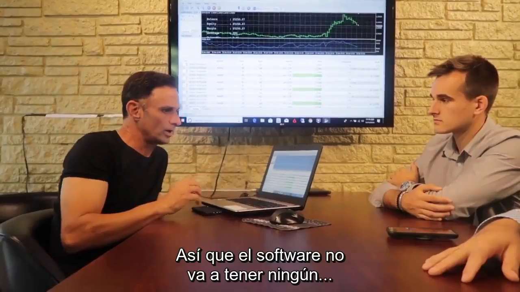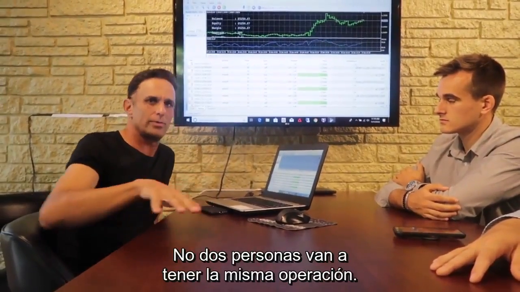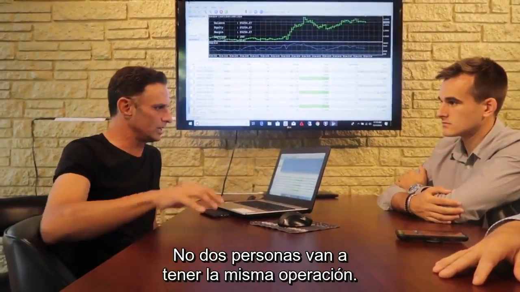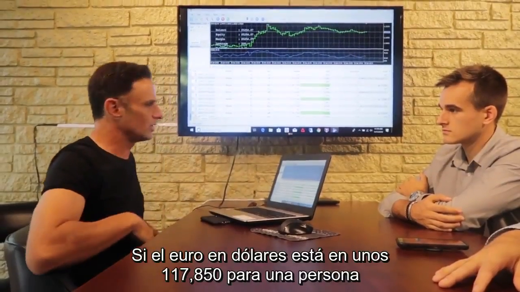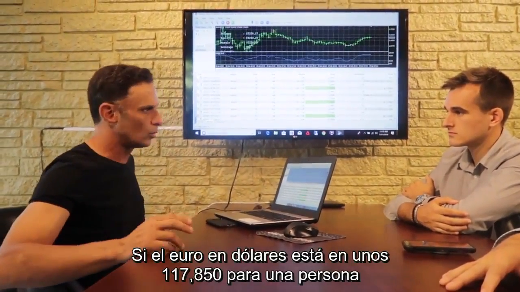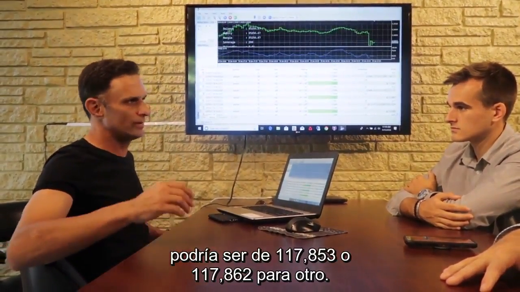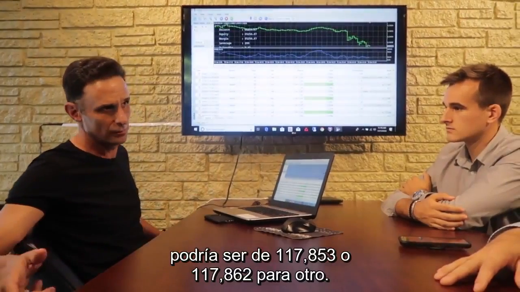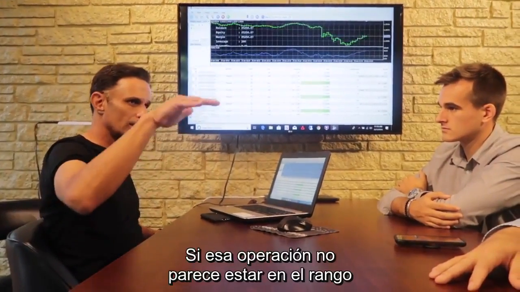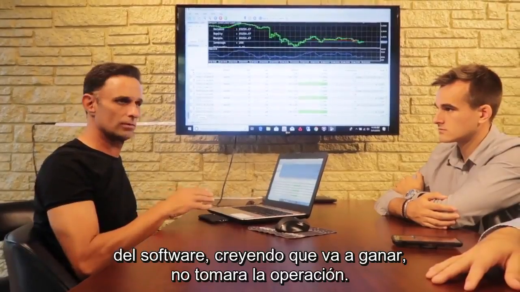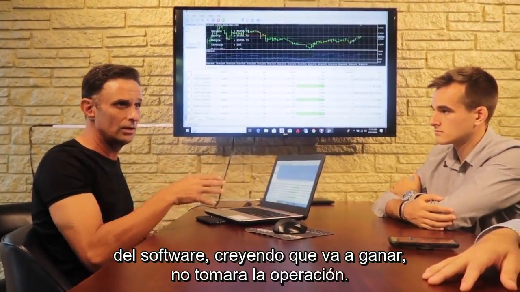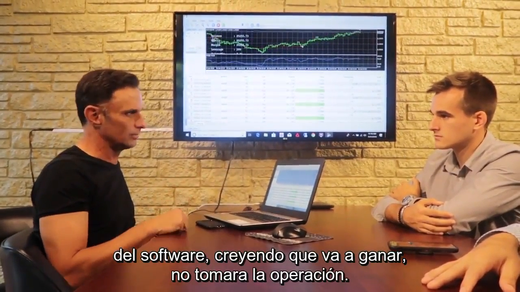Sure. So no two people are going to have the exact same trade. If the Euro US dollar is at 117.850 for one person, it might be at 117.853 or 117.862 for another. If that trade doesn't look like it's in the range of the software thinking it's going to win, it isn't going to take the trade.